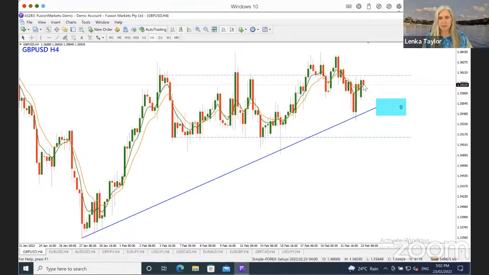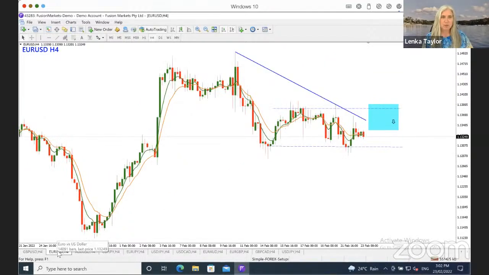So let's see if we have any pullback further down to the trend line or even to the bottom of the range, then I would be looking for a long again. Alternatively, if we have the price actually pop up above that channel and come back and retest at the top, then again, I would be looking for a long opportunity on this one. But at the moment, it just doesn't look very good. So I'm waiting. Let's see what happens.